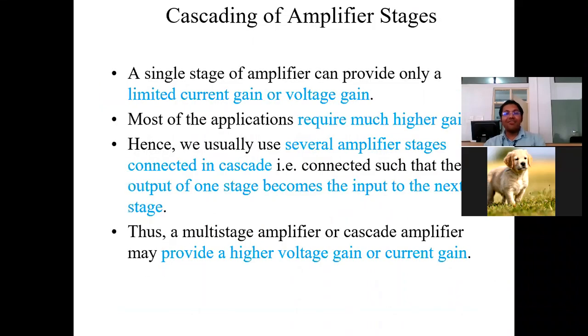Under this, we have two types of connections. When you go for multi-stage, we have cascade connection, then cascode connection. First of all, why do you need to go for cascading? Why do you need to go for multi-stage amplifiers? Because the gain you get from a single stage is not sufficient.